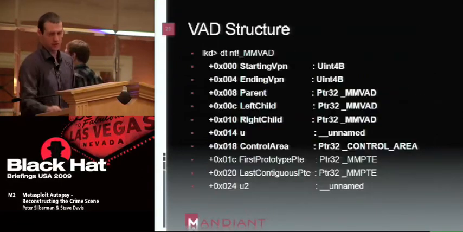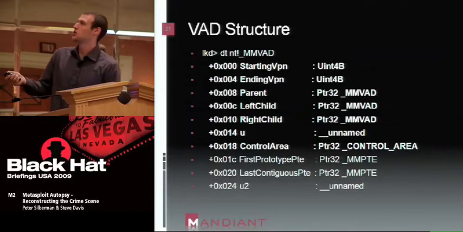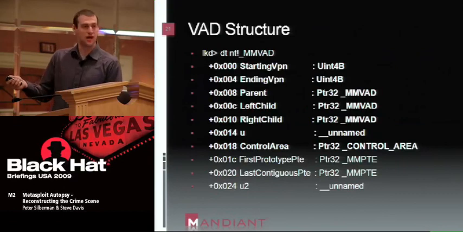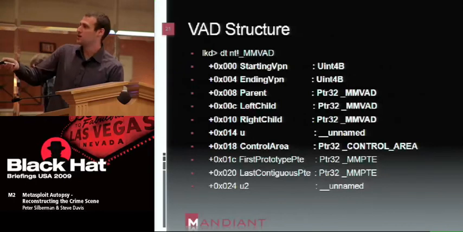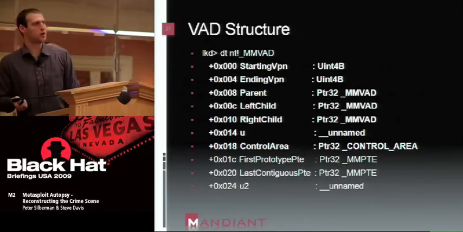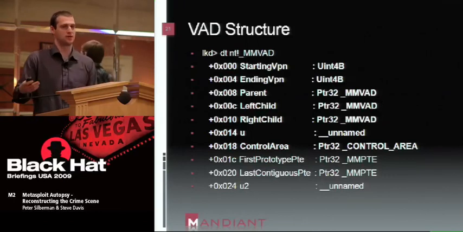So real quick, this is the actual structure dumped out in WinDbg. Starting VPN is the starting virtual address. Ending VPN is actually the size. When you add the two together, you get the actual virtual end. Parent is the parent pointer in the binary tree. Left and right child are what they say they are. The control area will contain a pointer to the path if the memory is describing a mapped DLL or a mapped executable.